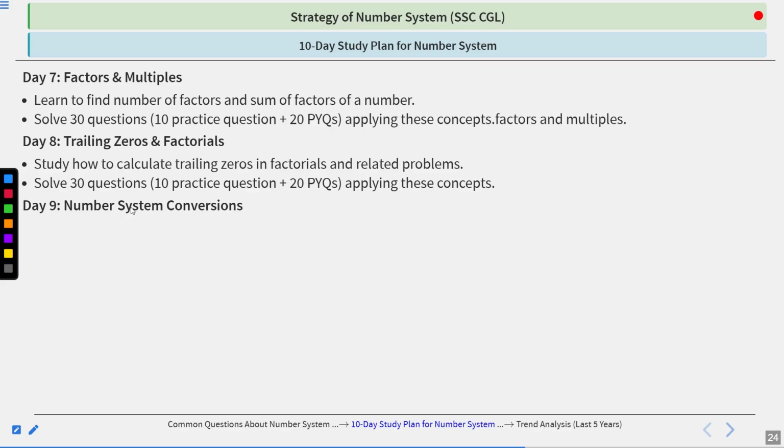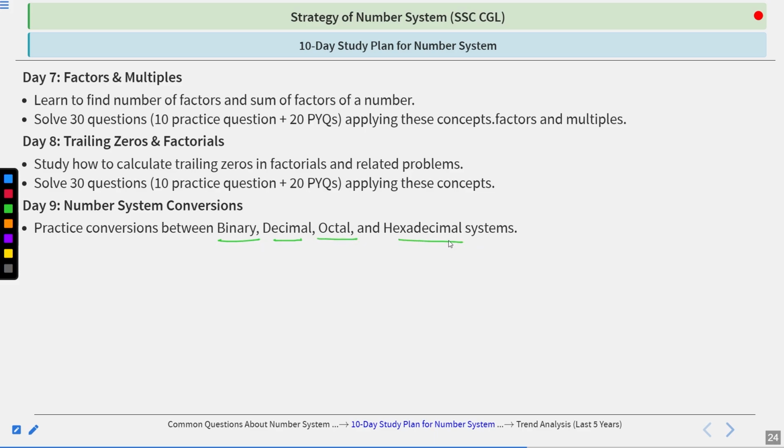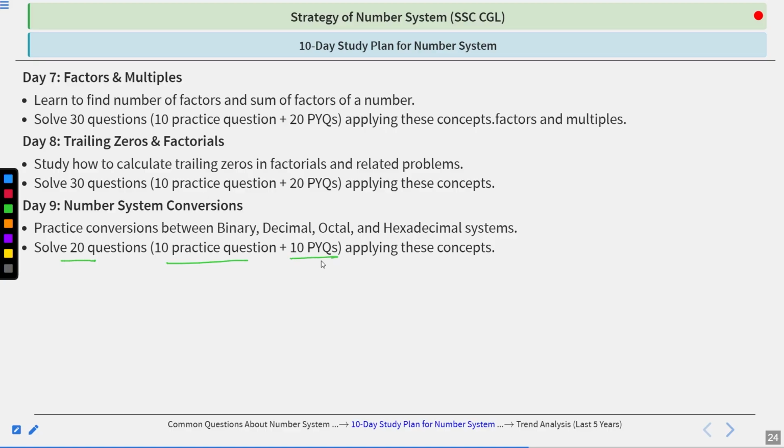On day 9, number system conversion. As we know, sometimes SSC asks number conversions, which are binary to decimal, binary to octal, binary to hexadecimal. So we need to learn about these conversions and try to solve 20 questions, in which 10 should be practice questions and 10 should be PYQs, applying these concepts.